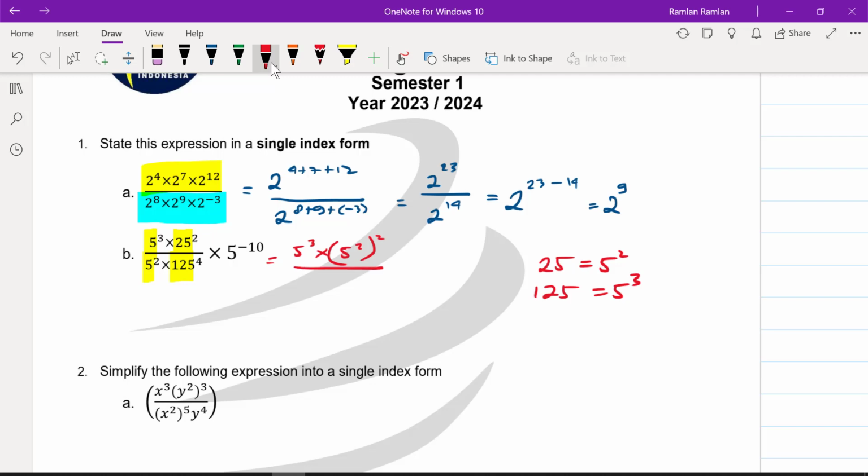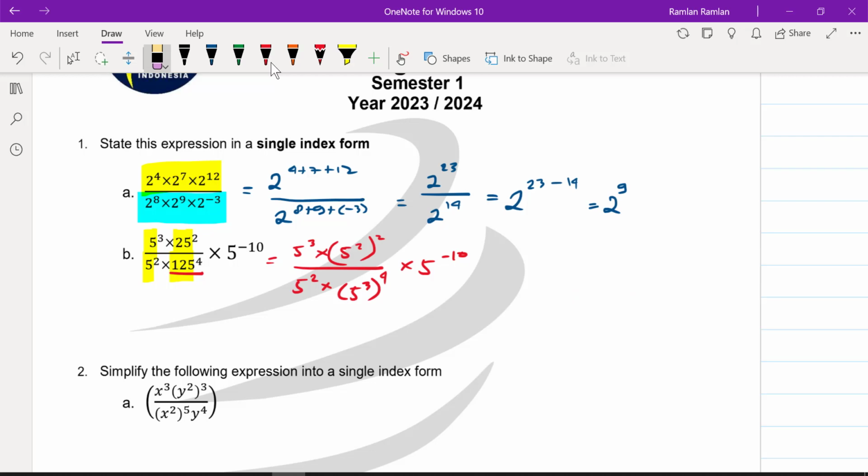Next one, the bottom, the denominator 5 to the power of 2, this doesn't change, but 125 is 5 to the power of 3, right? So we can change that again into 5 to the power of 3 and then to the power of 4. Can you see that this 4 here is still there? Okay. And then this 5 to the power of negative 10, just leave it like that. This is 5 to the power of negative 10.